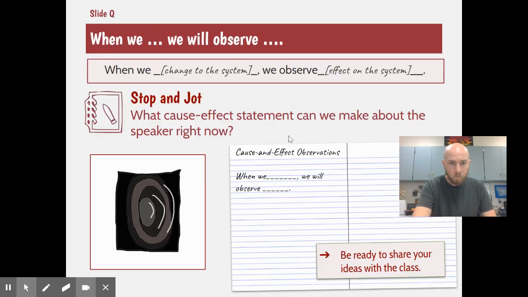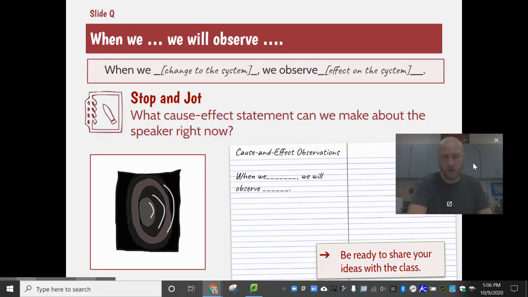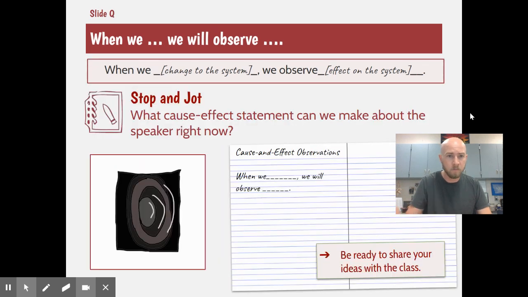I want us to think about this slide here though now as well. Okay, so on here, is there a cause and effect statement that we can definitely make about our speaker system right now? Okay, so not in our general lives, but we want to try to form a cause and effect statement about our speaker system right now. Okay, is there a change that we could make to our system where we know for sure what we will observe if we make that change?